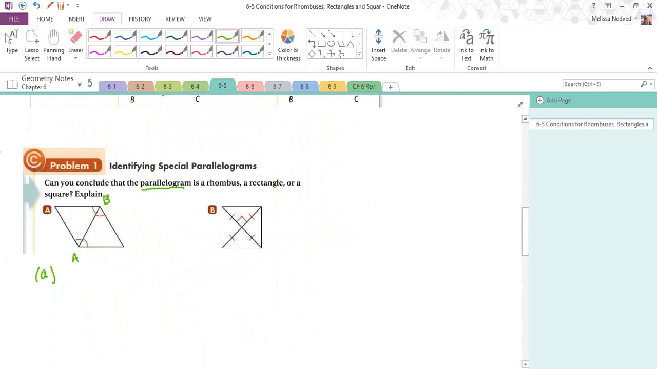So I'm just going to jot down a few notes here. So we're going to say by theorem 6-17, and I'm not really concerned that you have those memorized by any means. I just want you to know where you can find them and that you're looking at them to guide you in identifying these parallelograms. So by theorem 6-17, we have a rhombus.